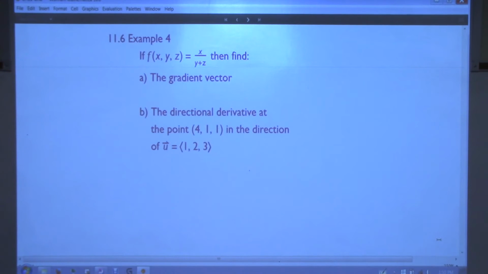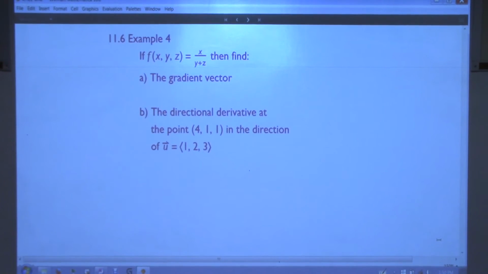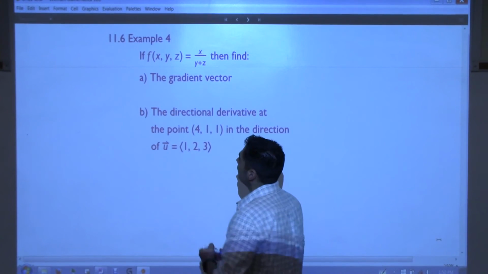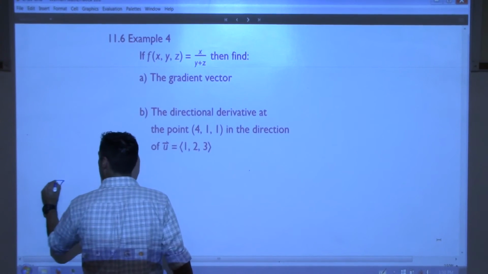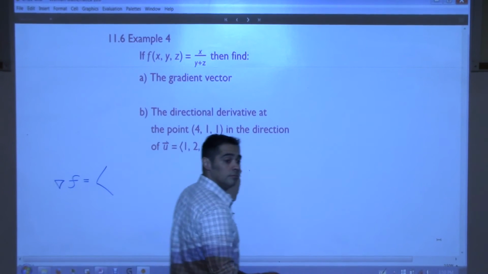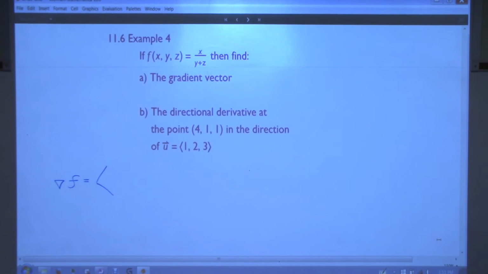Progress or no? Yes. Got progress? All right. Let's see here. Anybody want to volunteer the gradient vector for me? Anybody feel good about their gradient vector? I do, but I don't want to put myself out there. Oh, come on. You can always just put a question mark if you want. Come on, go for it.